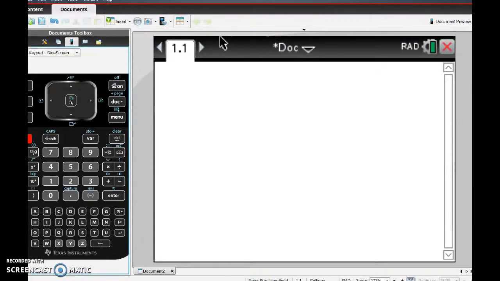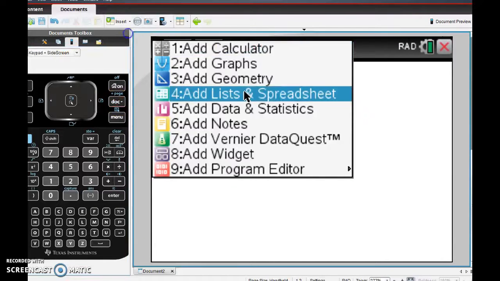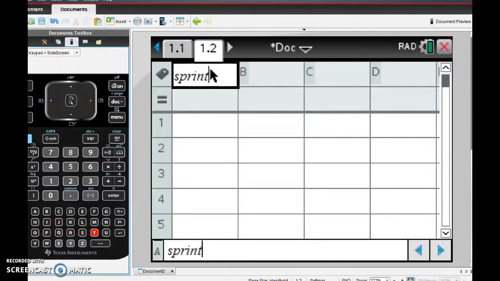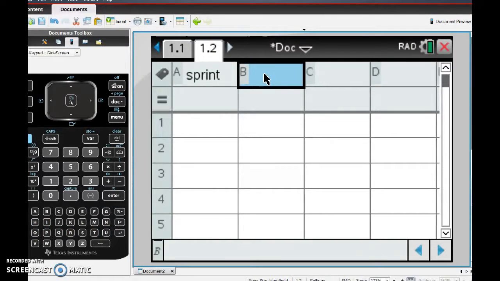Where to enter it? Open up a new page, lists and spreadsheets. We're going to put sprint times here, and we're going to put jump distances here. But I am going to pause the video, so as to not waste your time.